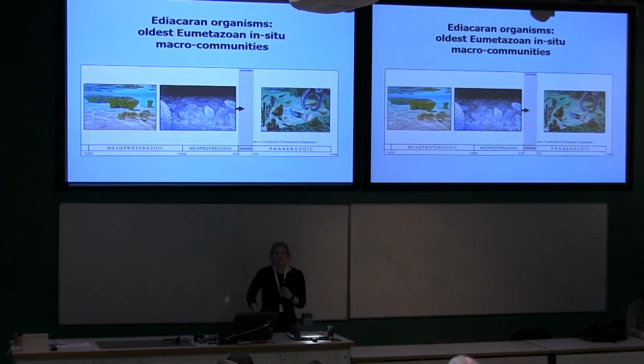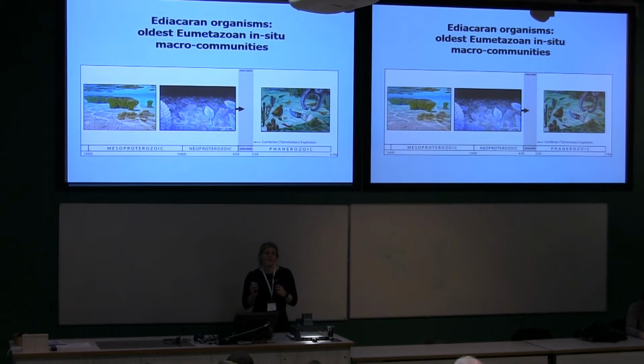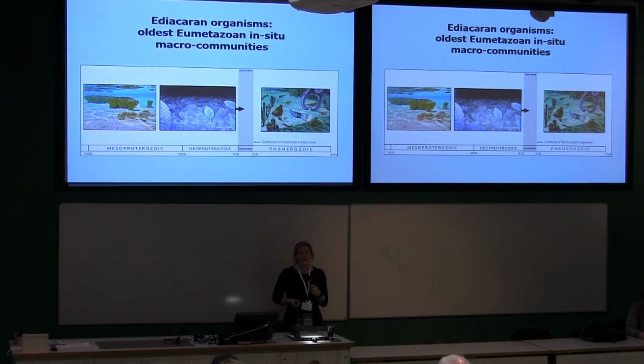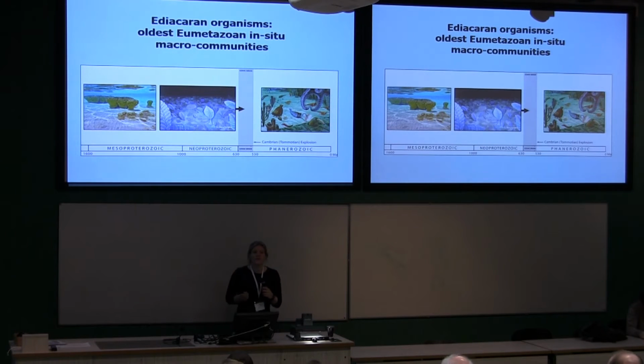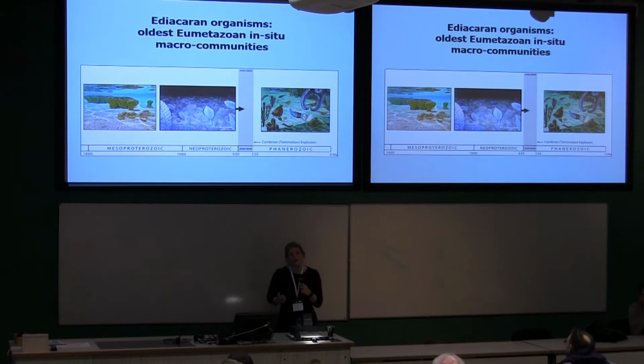So Ediacaran organisms occupy one of the most crucial transitions in the history of life on Earth, occurring at the end of the Proterozoic, which is dominated by microbes, and just prior to the Cambrian explosion of modern animals. But it's very difficult to understand much about them because their morphologies were very unique to the Ediacaran. They're not found elsewhere in the fossil record or alive today.